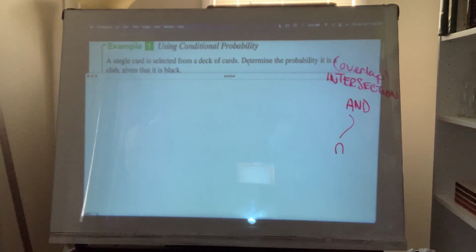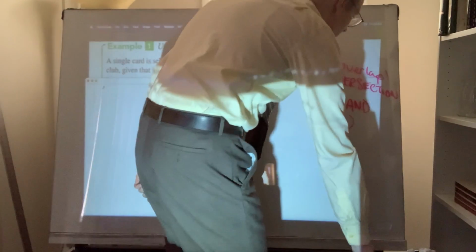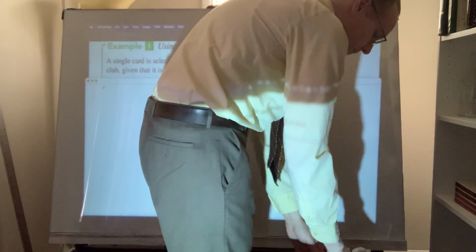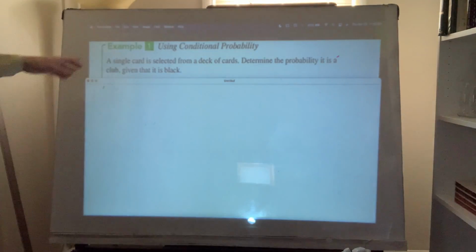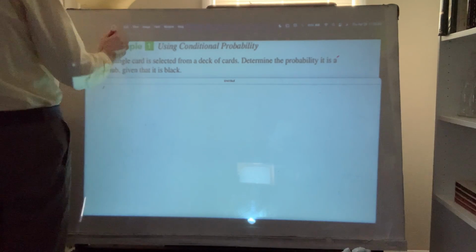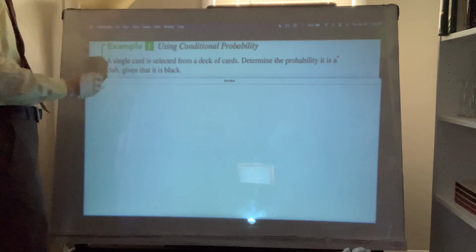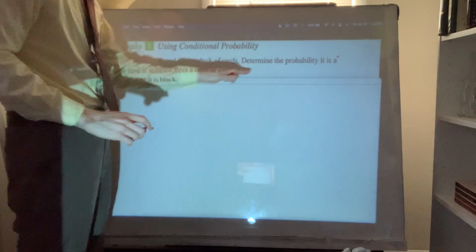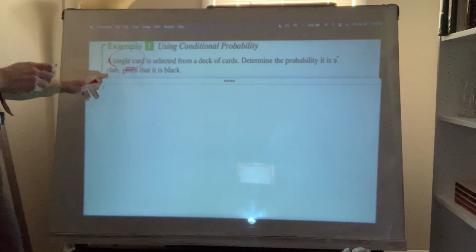If you examine, we'll do this question together. I did leave the solutions there, so you don't really need me, but I wanted to discuss this anyway. A single card, again, we're talking about something that's one thing, is selected from a deck. Determine the probability it is a club.